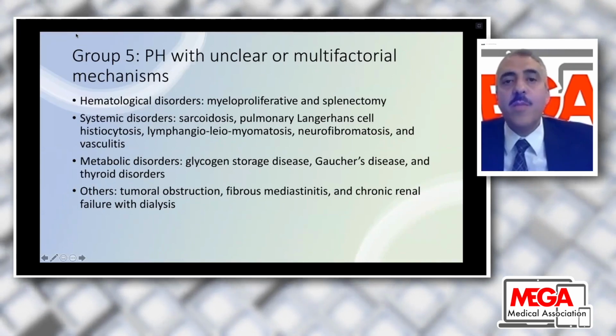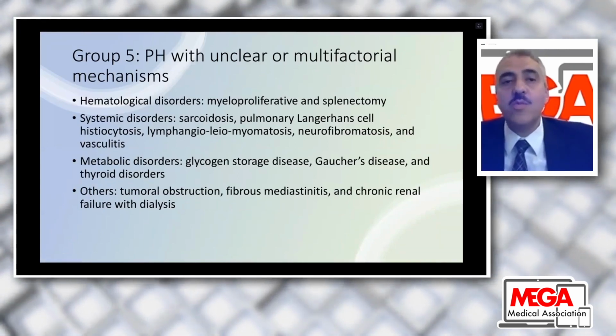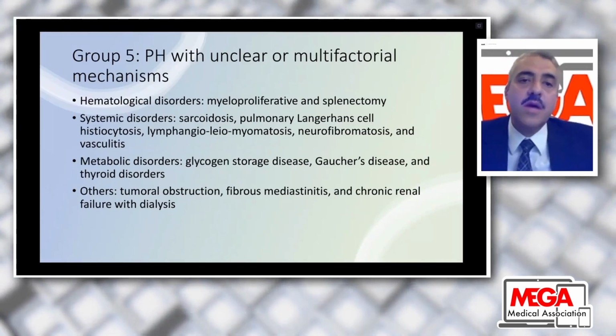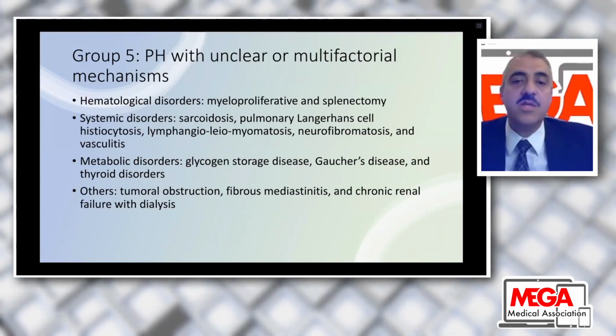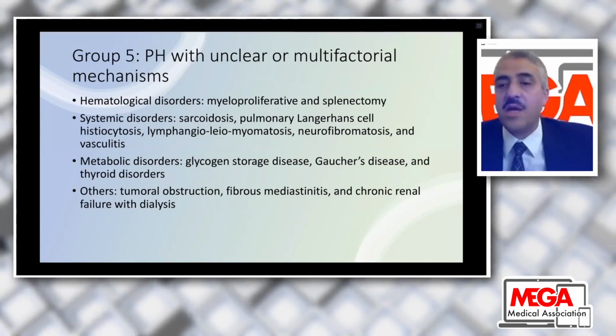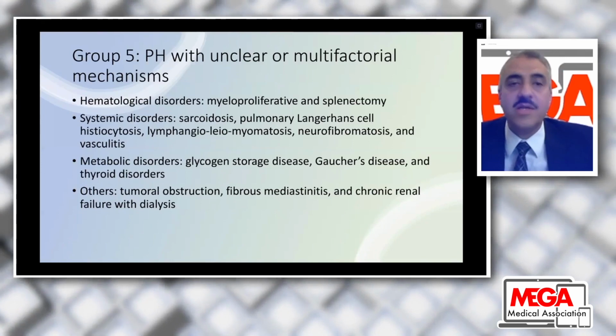Group 5 is pulmonary hypertension with unclear or multifactorial mechanisms. This includes a heterogeneous group of diseases like sarcoidosis, glycogen storage disease, Gaucher disease, and chronic renal failure with dialysis.